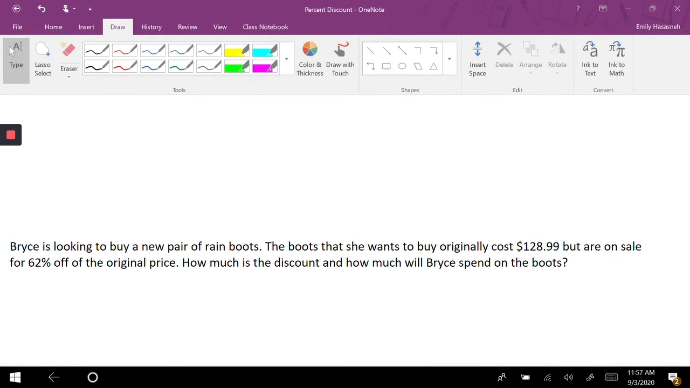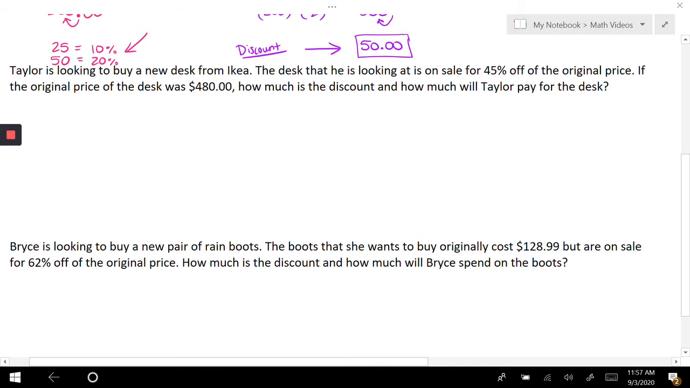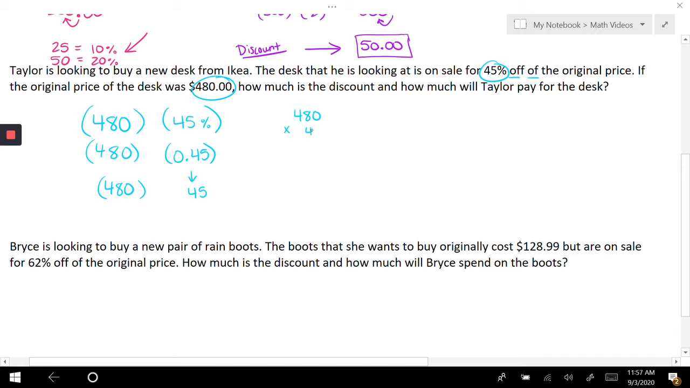For the next problem, I'm going to jump ahead to the important parts. We know that we're dealing with $480, a 45% off of that original price. So I'm doing $480 multiplied by my 45%. Let's convert. I have $480 times 0.45, or 480 multiplied by 45, and then I'll place that decimal back in at the end. It depends if you're allowed to use a calculator or not, by the way, whether or not you'll be writing it out. In this case, I'm just going to write it out by hand so that you can see.